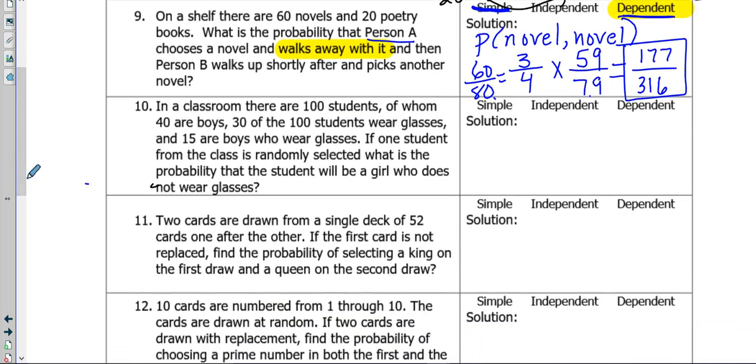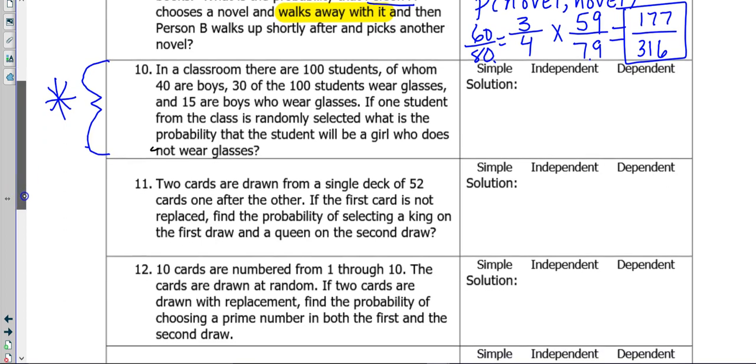In a classroom, there are 100 students, of whom 40 are boys, 30 of the 100 students wear glasses, and 15 are boys who wear glasses. If one student from the class is randomly selected, what is the probability that the student will be a girl who does not wear glasses? So we know how many are boys, we know how many are students that wear glasses, and how many are boys who wear glasses. So for this one, ladies, I'm going to go ahead and wait. We're going to look at this one when I get back. This is going to take a little time to discuss. So we're going to look at number 10 tomorrow.